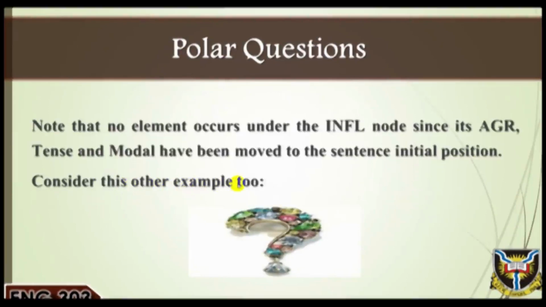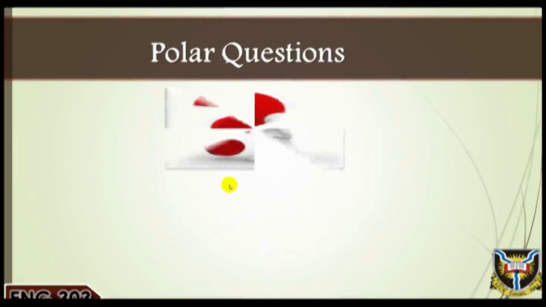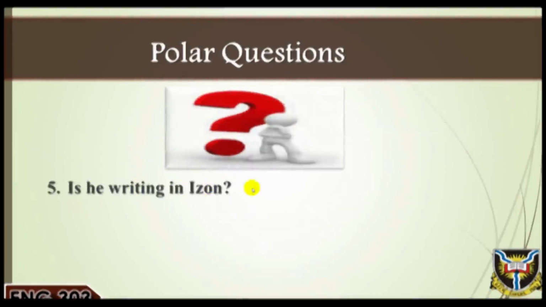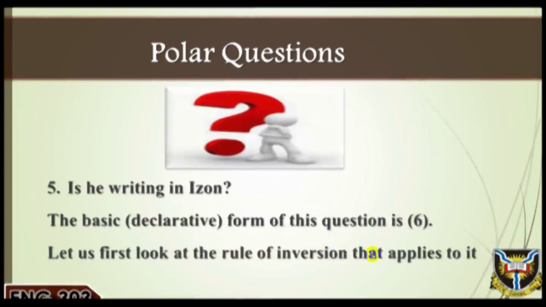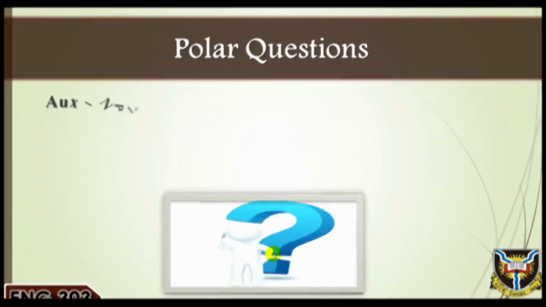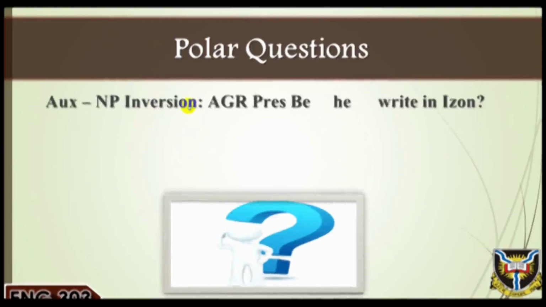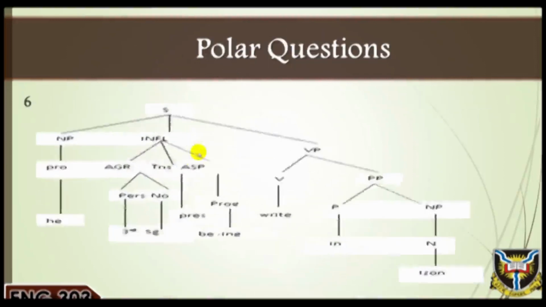Consider these other examples too. 5. Is he writing in English? The basic declarative form of this question is 6. He is writing in English. Let us first look at the rule of inversion that applies to it. We can derive a question form from this tree diagram by applying the Aux-NP inversion rule as in the following. Surface structure. Is he writing in English?